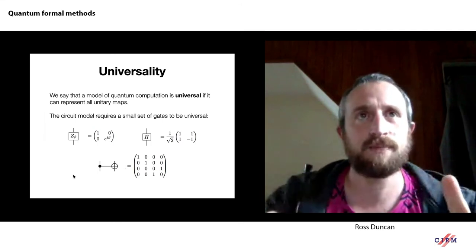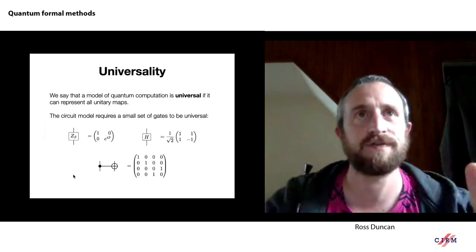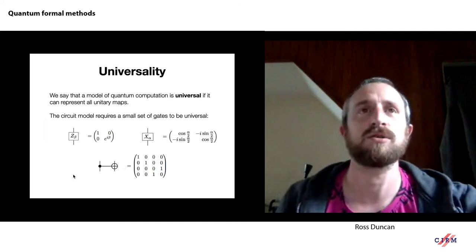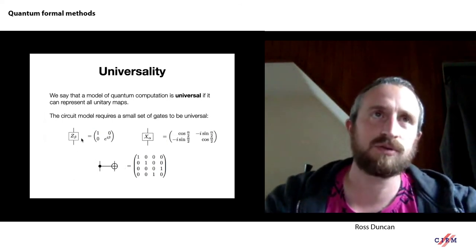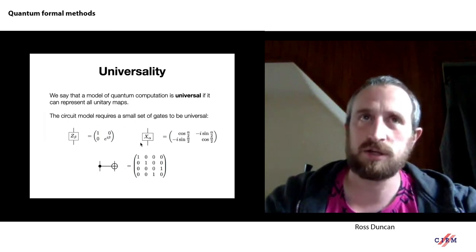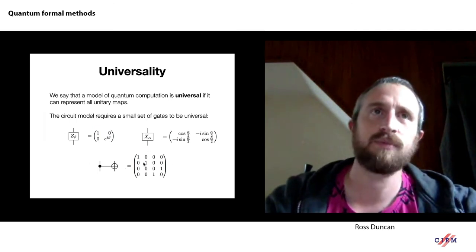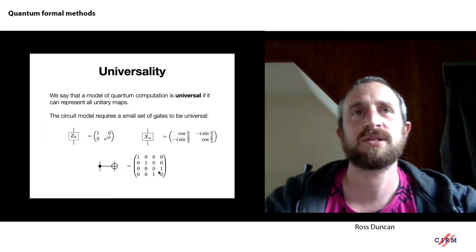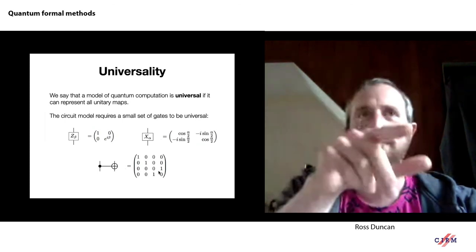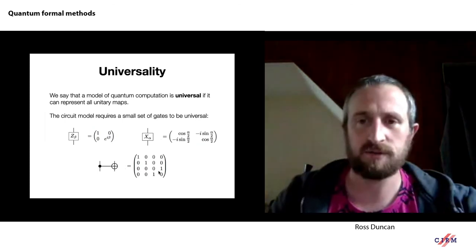For my purposes, I'm going to prefer a different set of gates, which is not so widely used. That's why I wanted to mention it. I'm going to have Z rotations and X rotations and CNOT, and I'm not going to worry too much about the Hadamard. So these are the generators of my universal set. And it's pretty easy to see that if you have this one, then you can make the one I had in the previous slide.